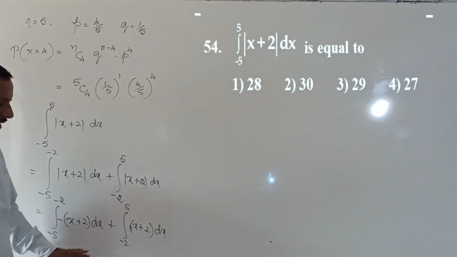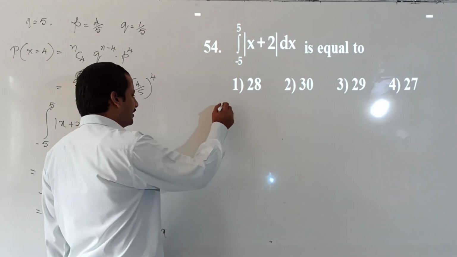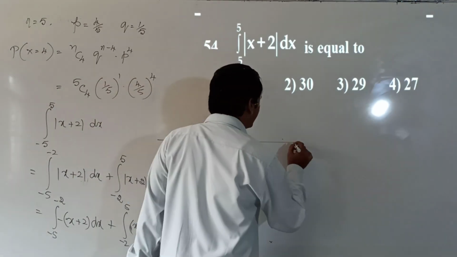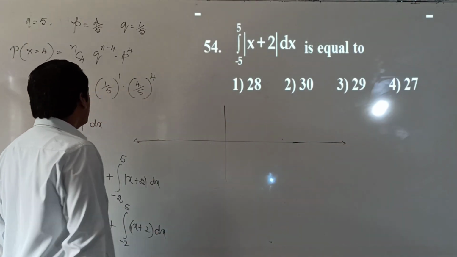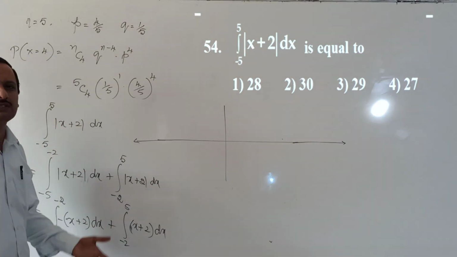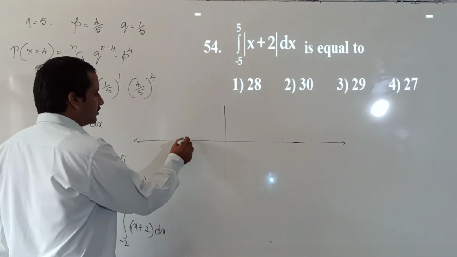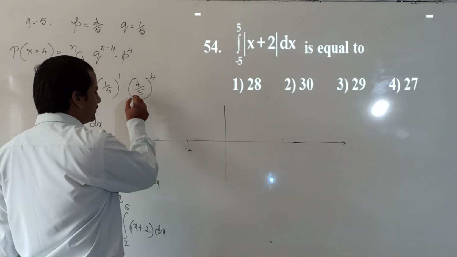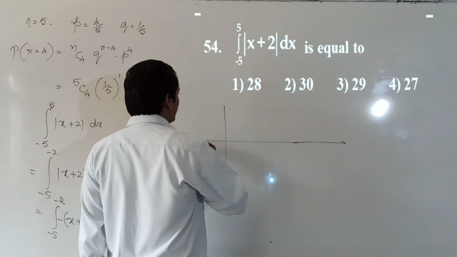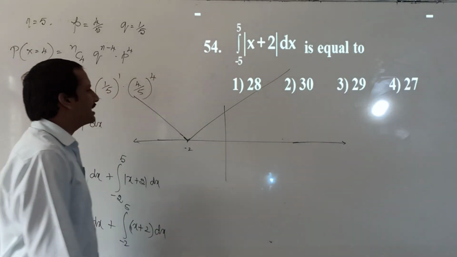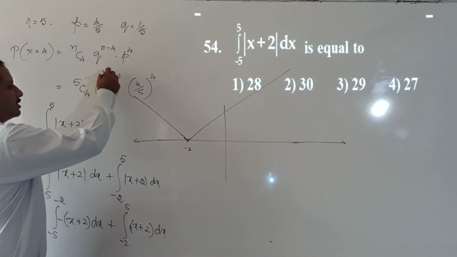That will take some time. I'll explain another way how you can solve it easily. Let me draw the graph. Mod of x plus 2 touches the x-axis at x equal to minus 2. This is minus 2. This is the graph of modulus of x plus 2, right?